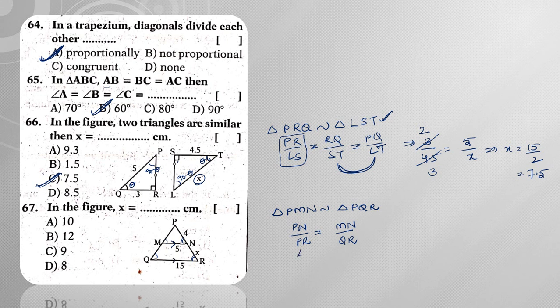Now PN is 4, PR is 4 plus x, which is equal to MN is 5 and QR is 15. So in the 5 table, this goes 3 times and this goes 1 time. So when we cross multiply, 12 is equal to 4 plus x. From this, x is equal to 12 minus 4, which is 8 centimeters. Hence the answer is 8 centimeters.